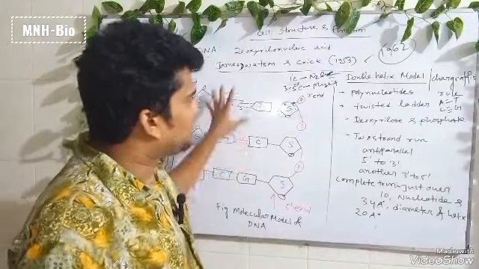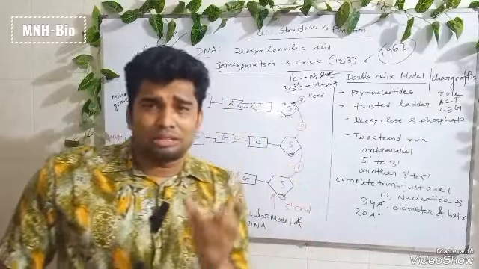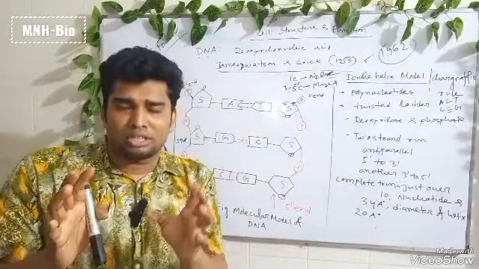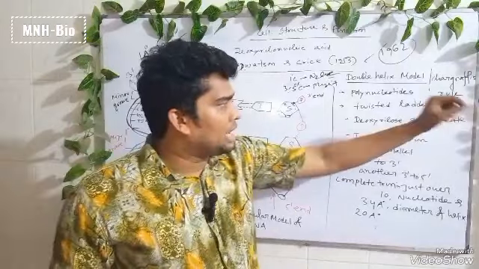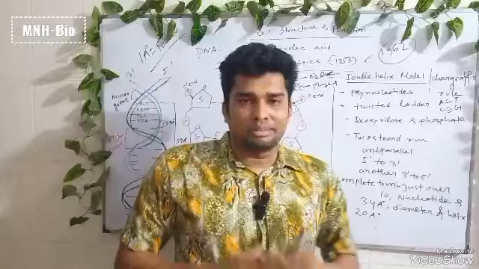DNA is also described by Chargaff's rules. What are Chargaff's rules? The total quantity of adenine and thymine is equal to that of cytosine and guanine. This is called Chargaff's rules.